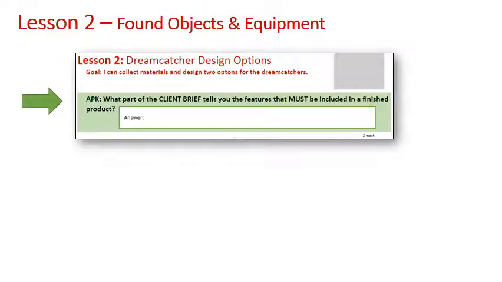Underneath that's the prior knowledge question, and the question is, what part of the client brief tells you the features that must be included in a finished product? So you answer that in the green box, click inside the green box and type your answer in there. Have a think about that one, and then once you're finished, move on to the next part of this worksheet.